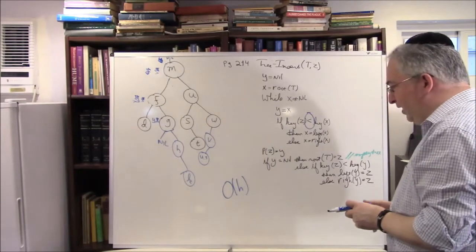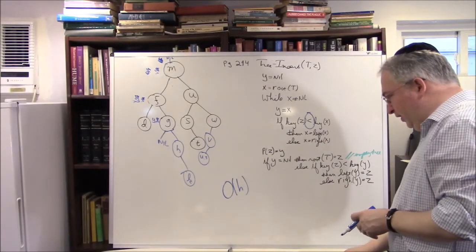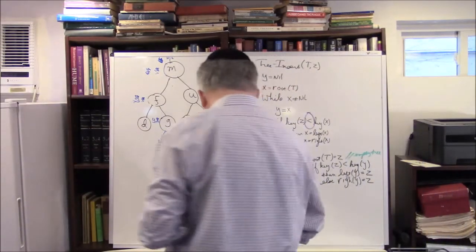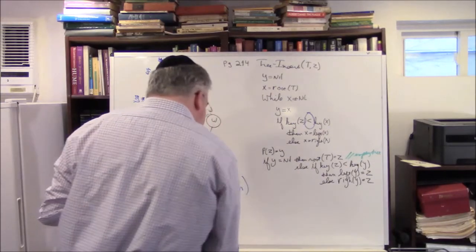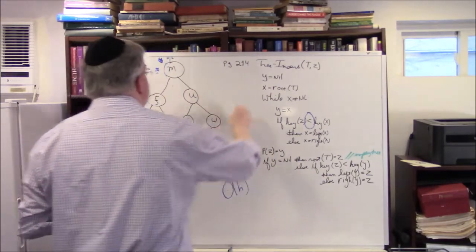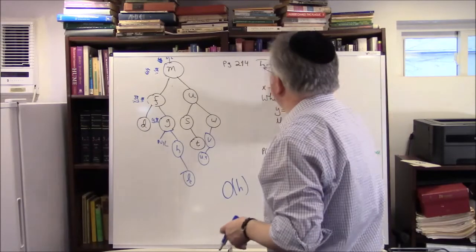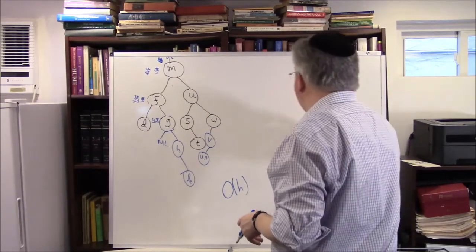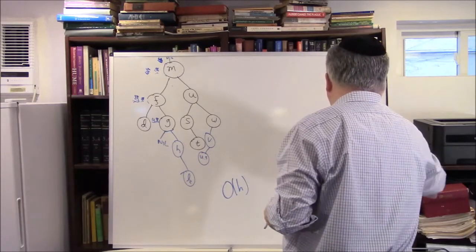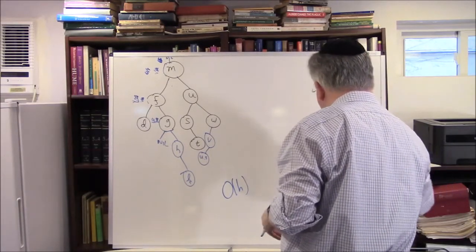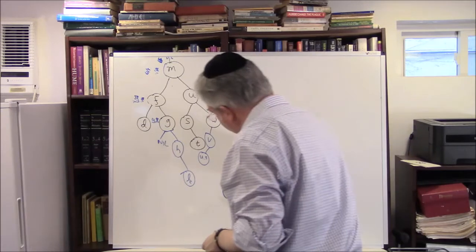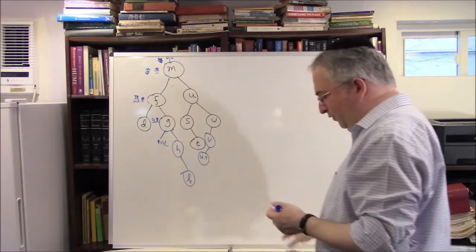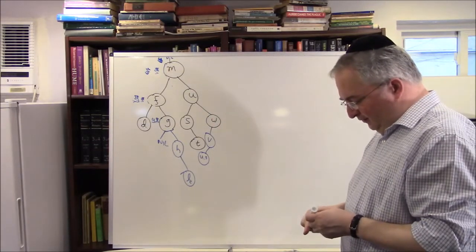Now, for the most interesting and the hardest part of this chapter, it's an easy chapter mostly, the hardest part is tree delete. Tree delete. We want to take a node out, and I'd like to show you what happens. It's also going to be O of H, but it's a very nice thing.